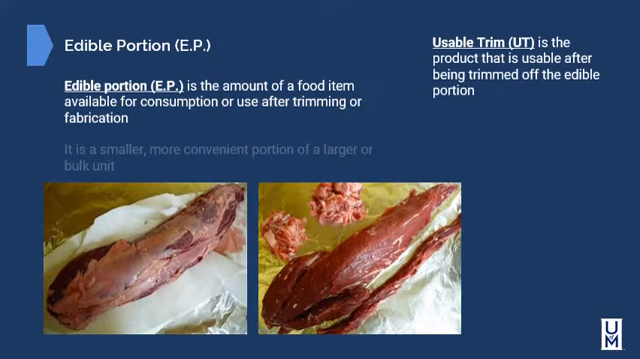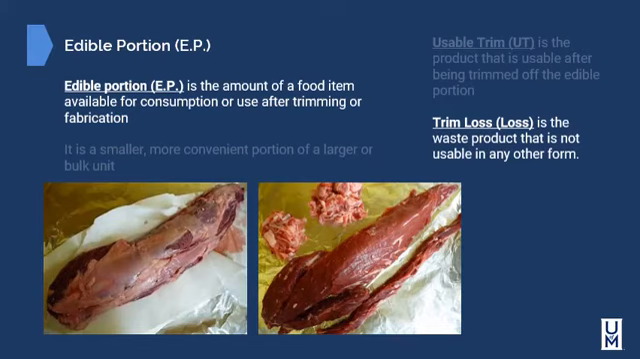Usable trim is the product that is available after trimming off the edible portion, but it is still usable. So in this example, even though I may not be able to make a steak out of the chain muscle, I still may be able to use it for making kebabs or stew meat or something along those lines. So it is a usable trim. Trim loss, or simply loss, is the waste product that is no longer usable in any other form, and it is destined for the recycle, trash, or compost bin.